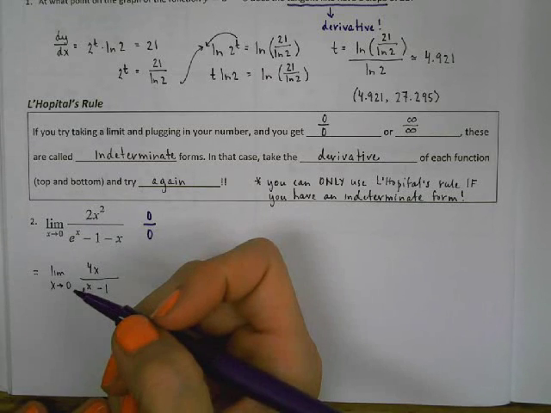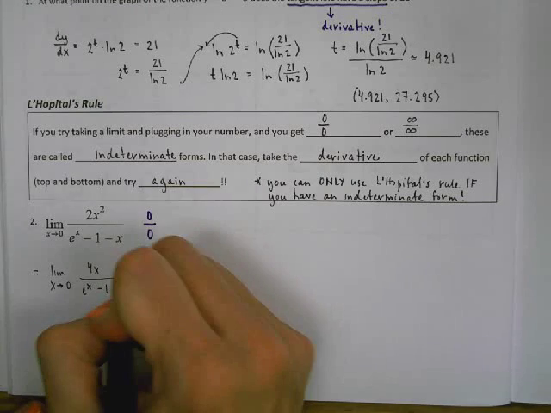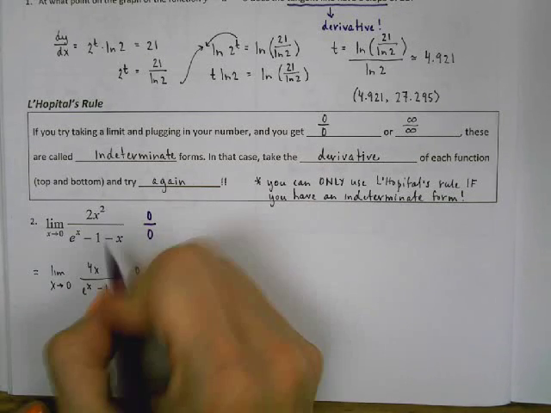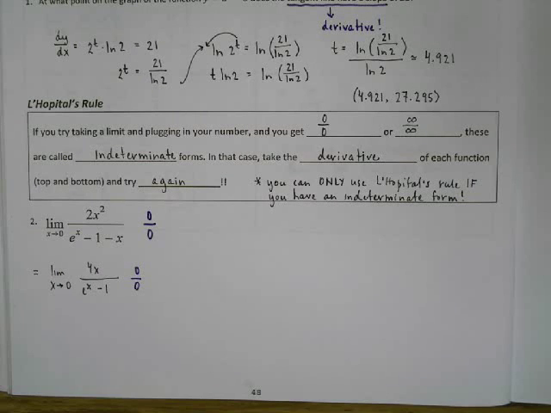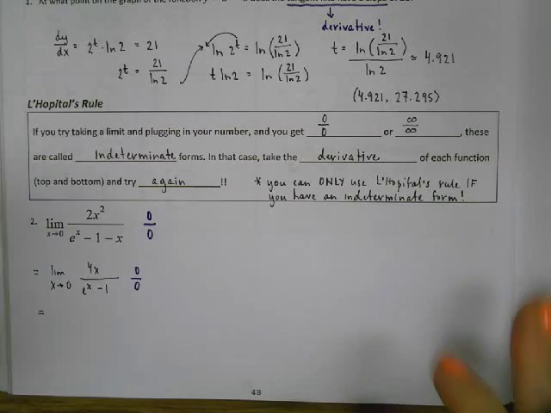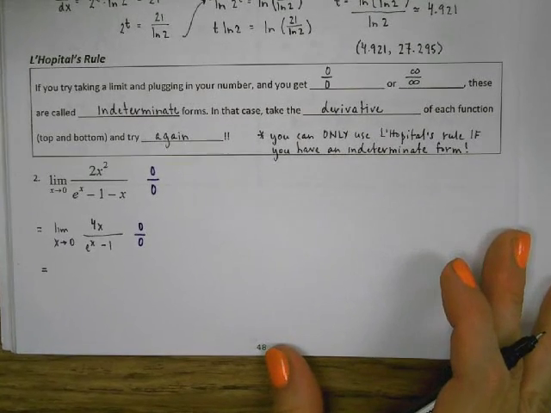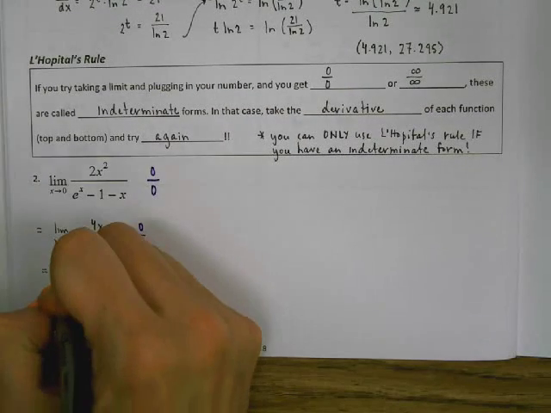So if I try to plug in 0 to the top, I get 4 times 0 is 0. On the bottom, I get e to the 0 is 1 minus 1, and I notice I still have an indeterminate form. So I'm just going to go back, and I'm going to use this rule again. I can use it as many times as I need to, so long as I still have an indeterminate form.